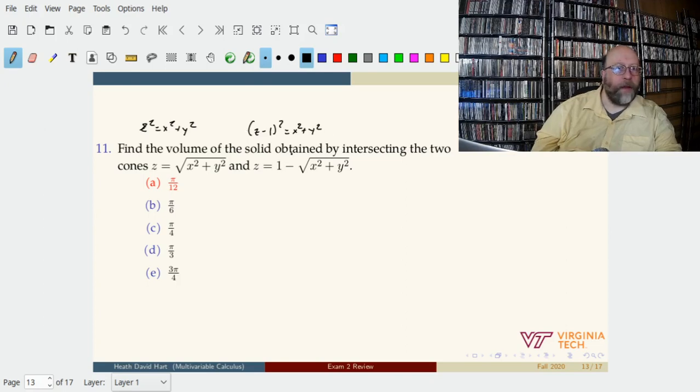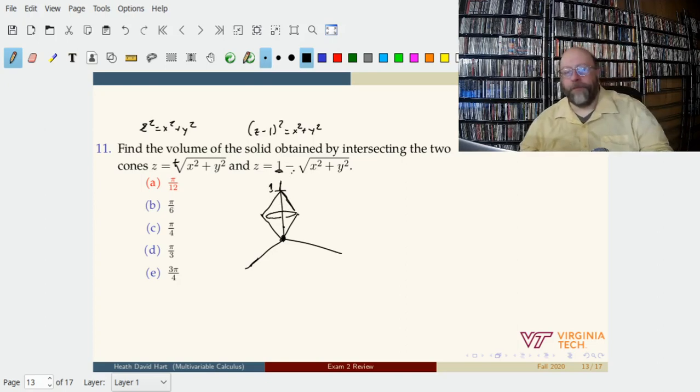With a negative sign, you bring the 1 over, and then we still have to change the sign. Well, we're squaring, so that's okay. One of them is a cone that sits at the origin and opens upwards in the positive direction, and one is a cone that starts at 1 and opens down in the negative direction because it's subtracting. And this is the shape that we have. Okay?